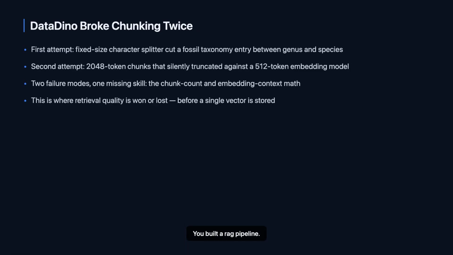You built a RAG pipeline. It retrieves the wrong clause every single time, and the fix is not the model, it's how you cut the text. DataDino lived through exactly this. Twice. Their first chunker was the simplest thing that could possibly work, a fixed-size character splitter with no overlap. It cut one of their fossil taxonomy entries clean in half, between the genus and the species name. Retrieval precision collapsed, so the team overcorrected.